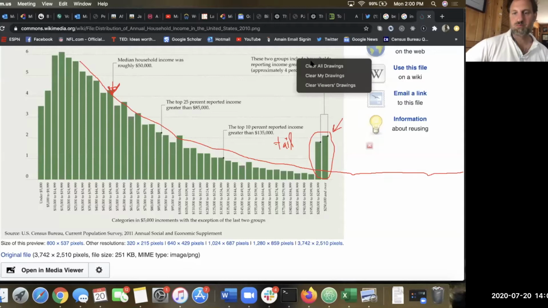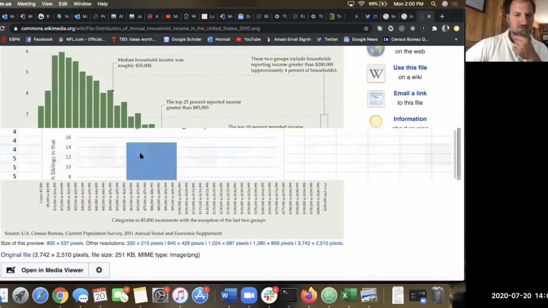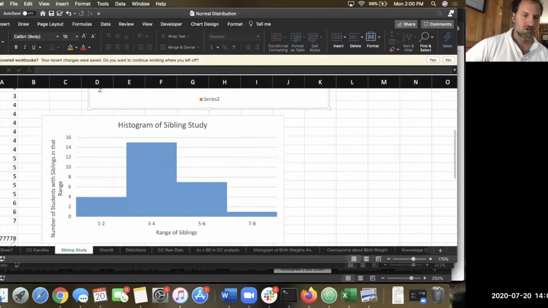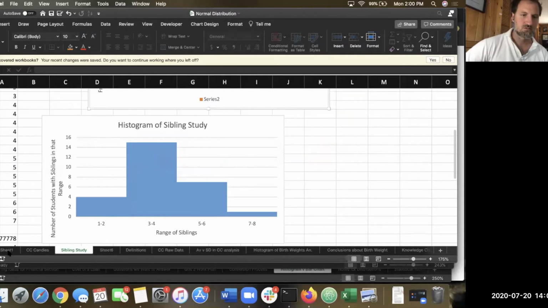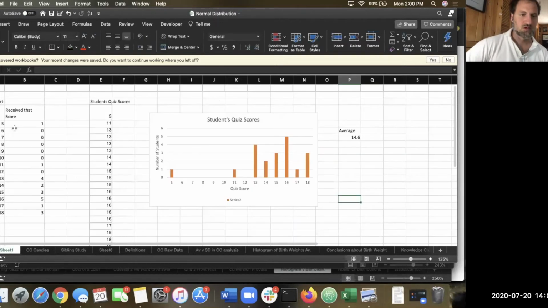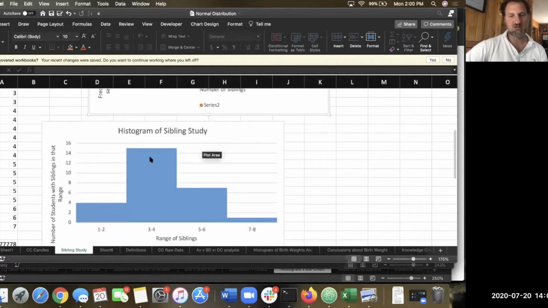Okay, so what we've talked about so far is moving from raw data, numbers, to a tally chart, to a bar chart, and then taking another step and grouping that together to make what's called a histogram.